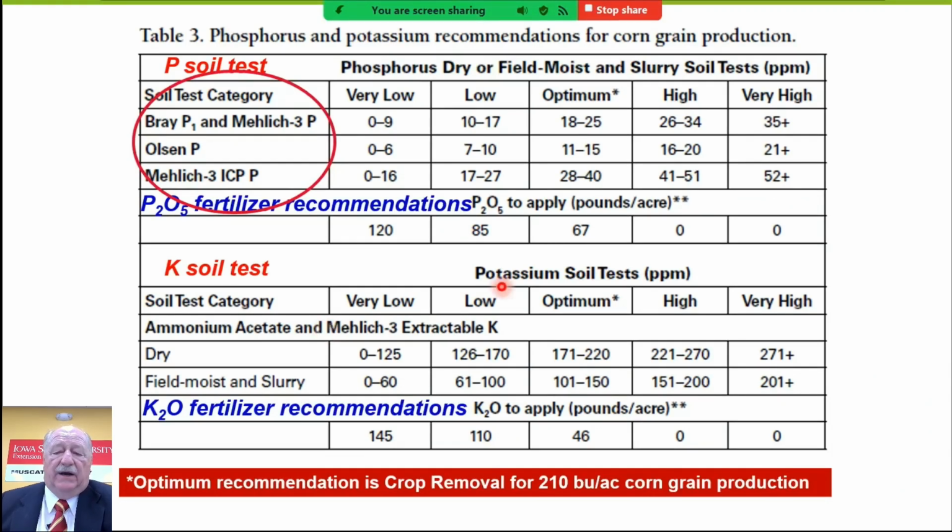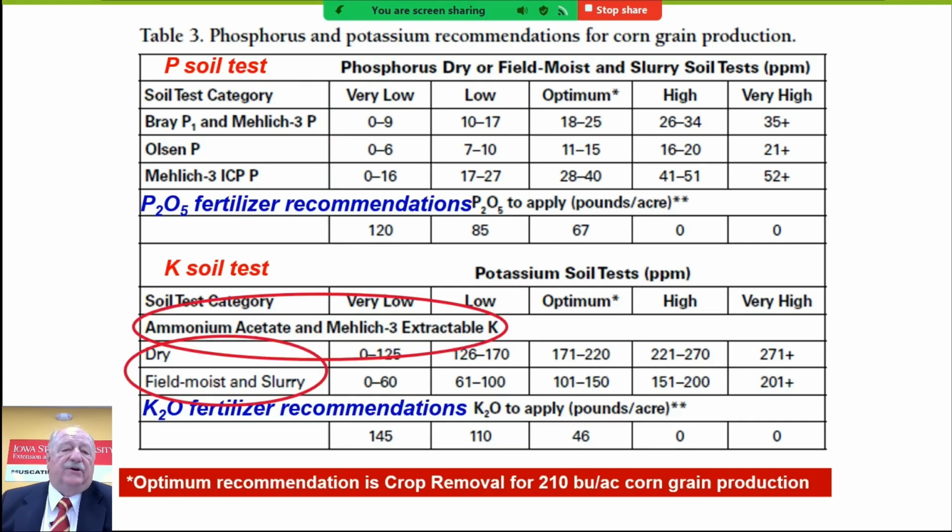If I go down to the potassium, I also see that there are 2 different tests that can be done. Those are the ammonium acetate and the Mehlich 3 extractable K. And those throw exactly the same numbers. But there is a difference if the laboratory runs the sample dry or if it runs it field moist or slurry. They're all good tests. But as you can see, the field moist slurry throws lower numbers than the dry. Now, I said they're all good tests, and they are, but there is good data that the field moist method actually will throw more consistent numbers for you in poorly drained soils.